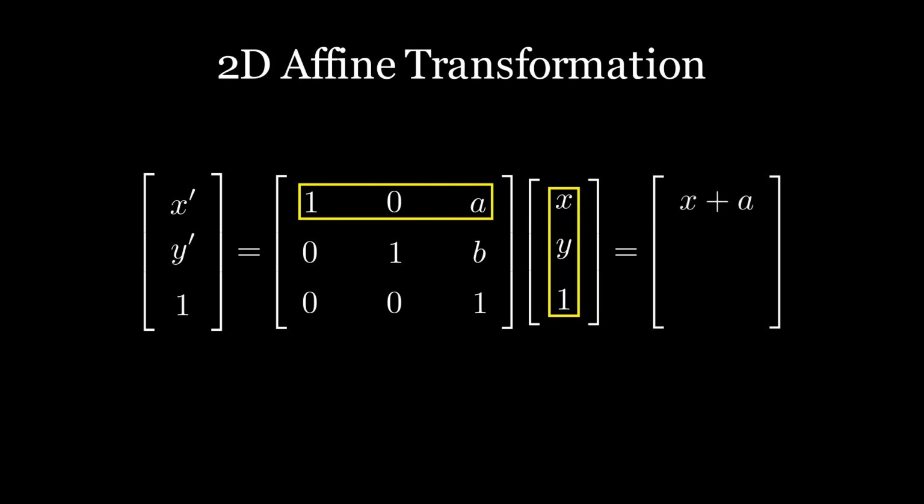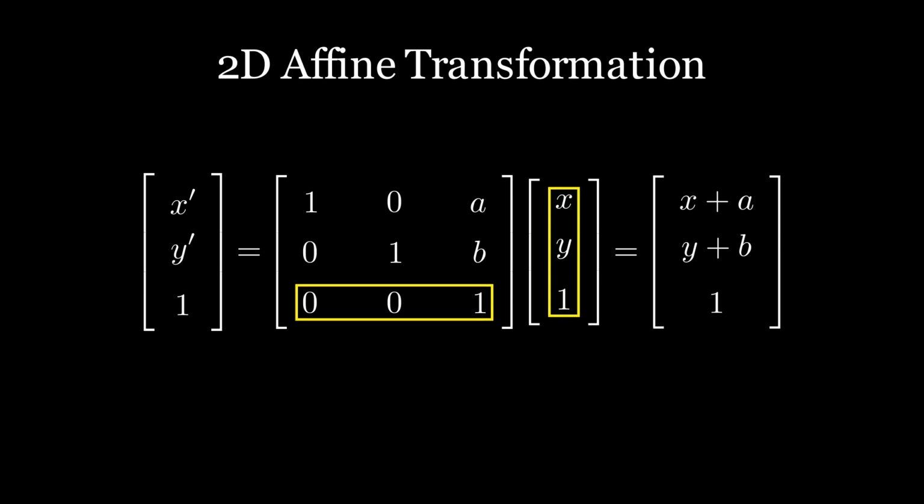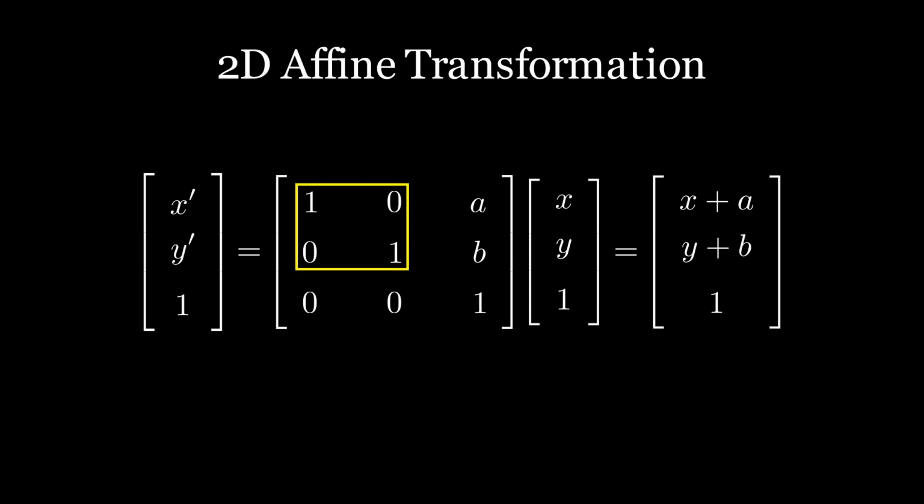When we multiply, we see that the x and y entries have been shifted by a and b. In order to perform matrix multiplication, we had to extend the xy vector to include an additional entry. By convention, the additional entry is a 1. If we look at the anatomy of the affine transformation matrix, we see that the top left 2x2 block is just a transformation matrix. This allows us to perform a linear transformation and a translation at the same time.